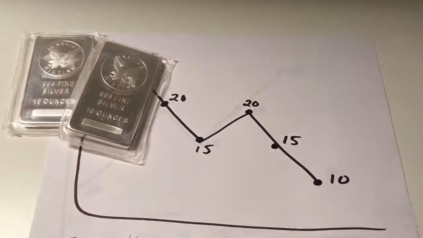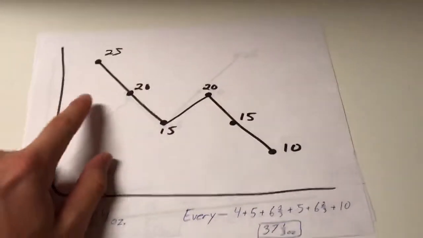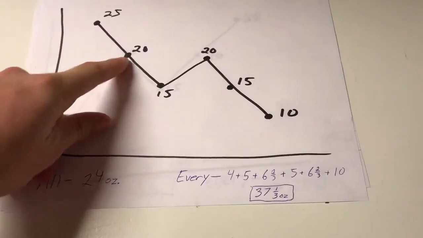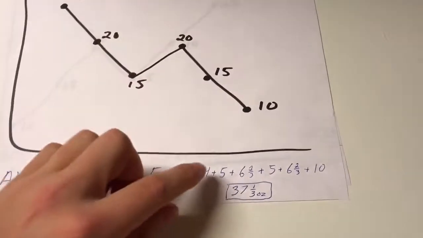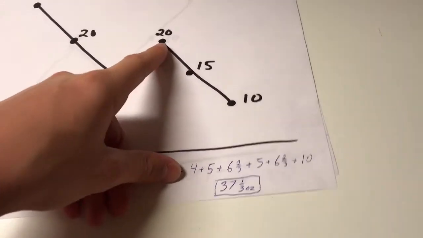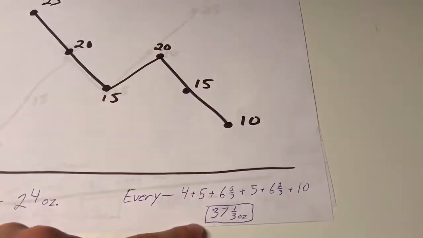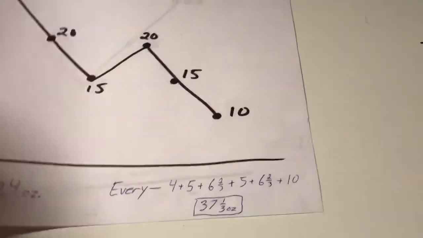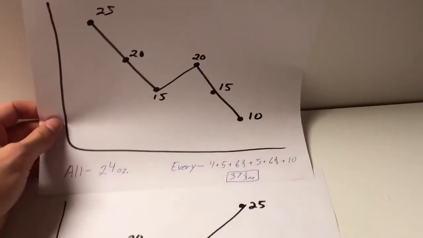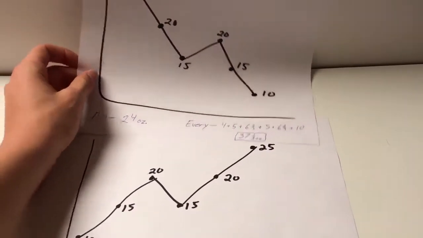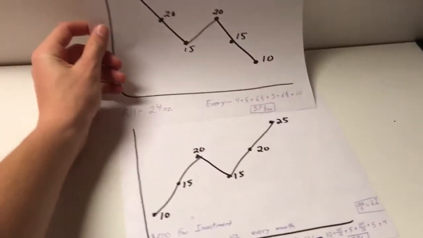But let's say that Joe does dollar cost averaging. As we can see here, with the $100 a month, he will get 4 ounces the first month, 5 ounces the next month. The weird number that we hate, 6.6 repeating, or 6 2/3. Then he can buy 5 ounces again, 6 2/3 again, and then 10 ounces. As we can see here, he comes out with 37 1/3, just like he did last time, just because these numbers are the same, just reversed. Same exact graph, just reversed in the situation.